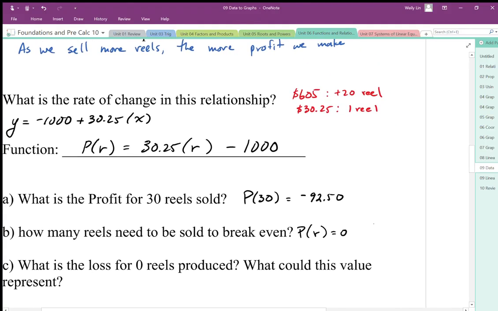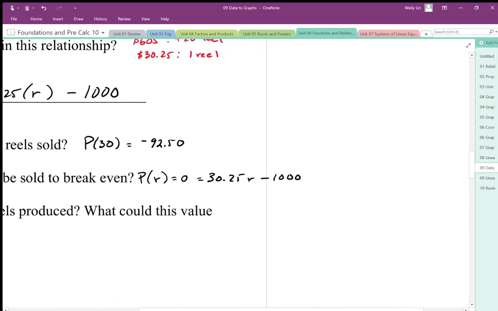If my profit is equal to 0, what I want to do is undo this calculation that got me to the 0: 30.25 times r minus 1,000. Undoing this calculation means I'm solving. I'm going to add $1,000 to both sides of the equation. What number of reals do I need to sell to undo that $1,000 of debt? Well, I'm going to divide, because that's a times. So I undo that with a divide.